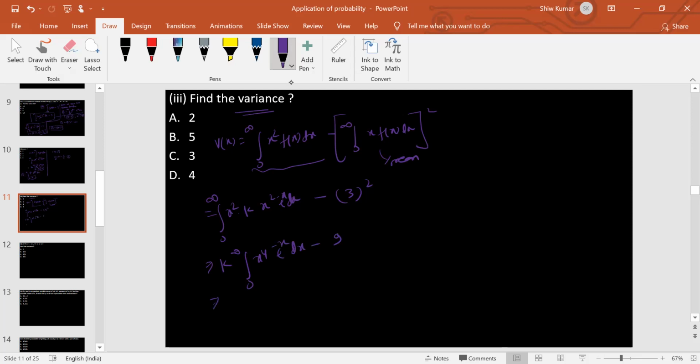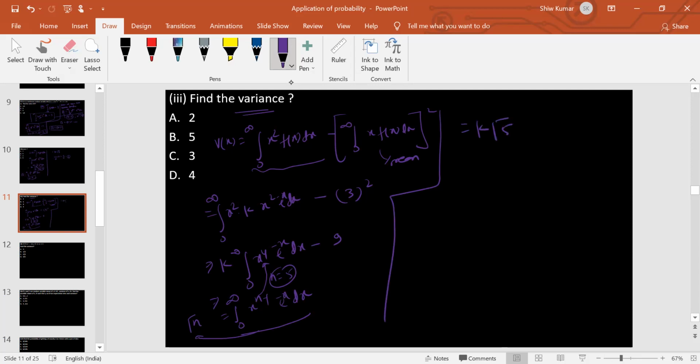To see what value of n to put so that it converts to x raised to 4: we know the standard definition of the gamma function is the integral of x raised to n minus 1 into e raised to minus x dx, and its value is gamma of n. So if you substitute n equal to 5, it will be converted to this integration. So we can simplify this. I can write gamma of 5.